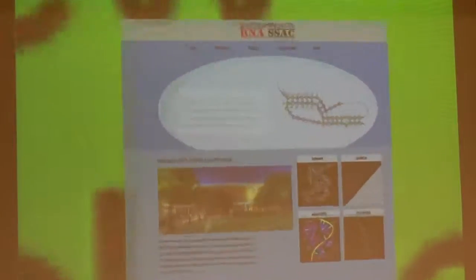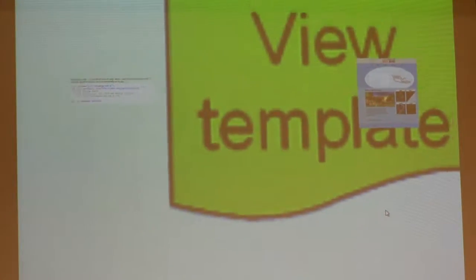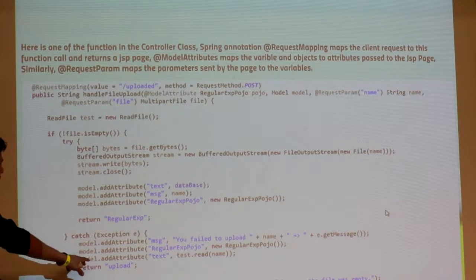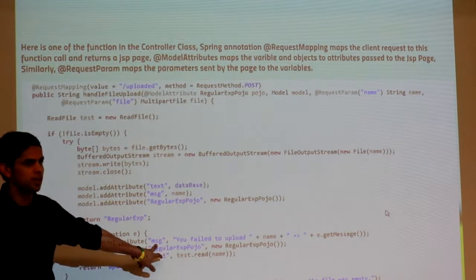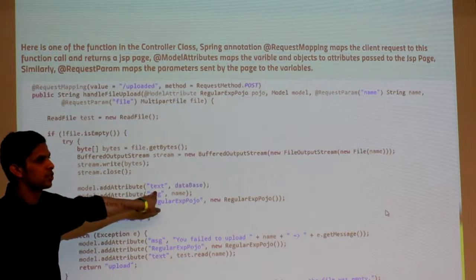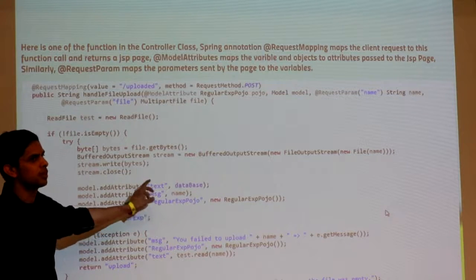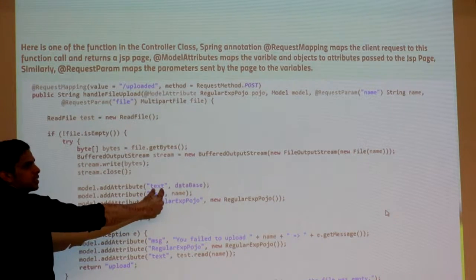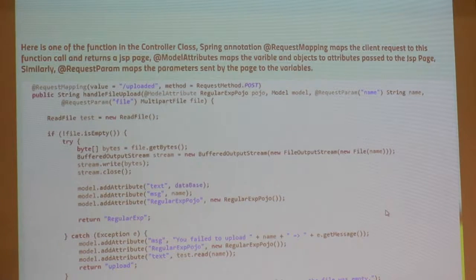Sorry, I have to go all the way back. Okay, here. When I add a model attribute, I give a name to it, like message or text. If I have to access this value, then I use the dollar sign and curly bracket, and inside that I put this name, so it automatically knows what value to get.